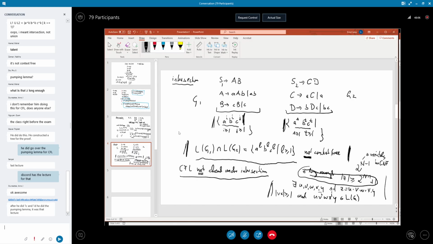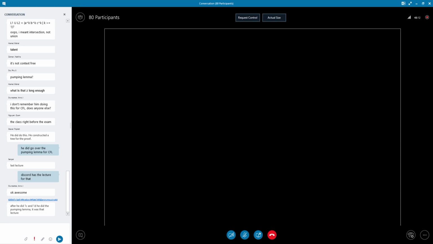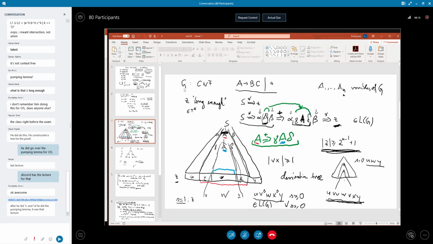This is what we, oops, come on. Do you see the screen now? G is Chomsky normal form. Can everybody see the screen? Yes, I can see it. It has green stuff and red stuff and blue stuff. Right?